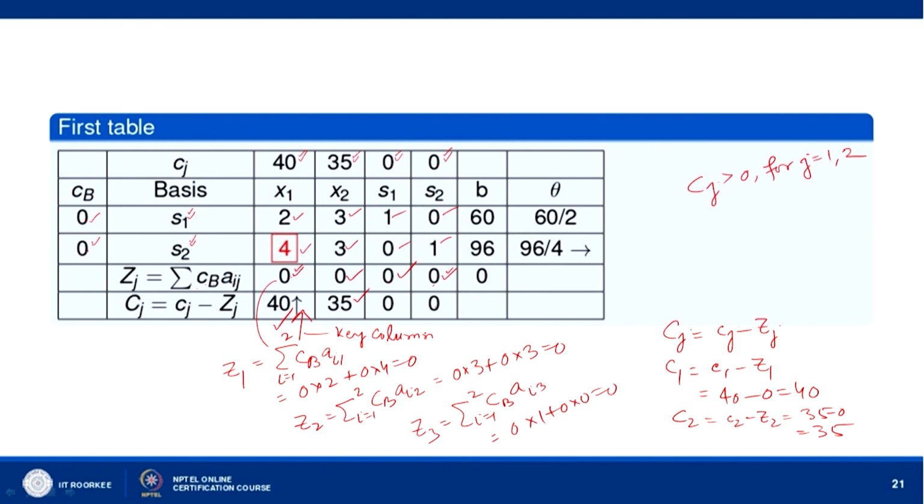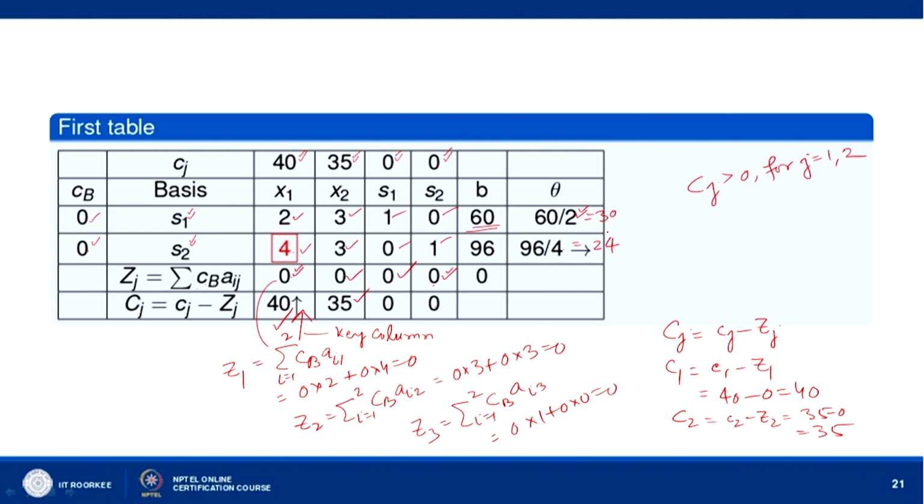Now, what we will do in the key column, the elements 2 and 4, we divide the elements in the B column by the corresponding elements in the key column. So, 60 divided by 2 gives you the value of theta for this first row. In the second we get 96 divided by 4. So, this is 30 and this is 24. Now, both values of theta are positive.